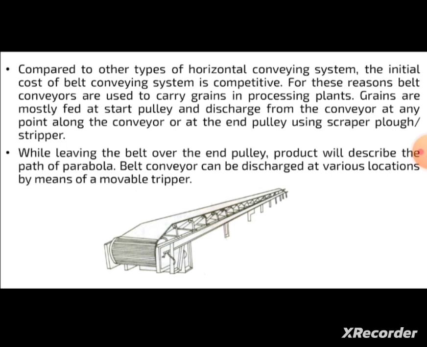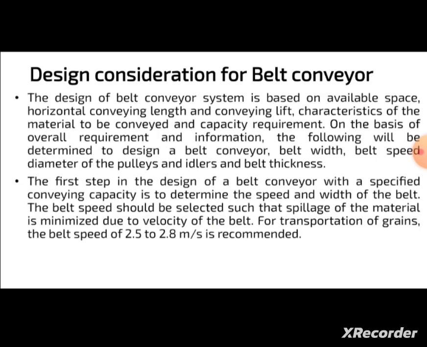For these reasons, belt conveyors are used to carry grains in processing plants, and in these conveyors a scraper plow or stripper at the end of the pulley may be used to discharge the products from the belt. The belt conveyor can also be discharged at various locations by means of a movable tripper. There are certain design considerations to be followed for a belt conveyor. The main considerations are based on available space, horizontal conveying length, conveying lift, characteristics of the material to be conveyed, and capacity requirement.